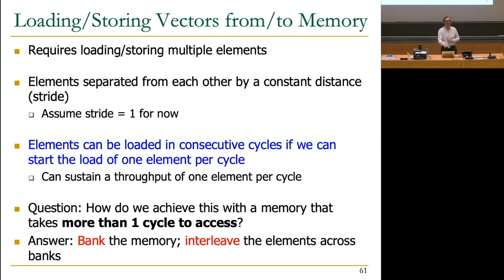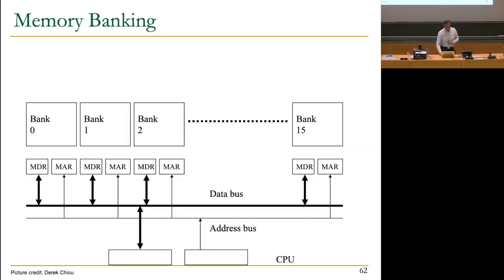So if you missed this today, which hopefully you won't, we're going to see this again when we talk about the memory systems. But this is the idea of memory banking. Remember, we had memory address register and memory data register, and we assumed memory is monolithic. Now we're not going to assume that. We're going to have 16 banks in this particular case, and have a memory address register for each and a memory data register for each.